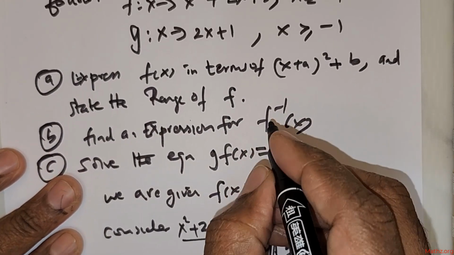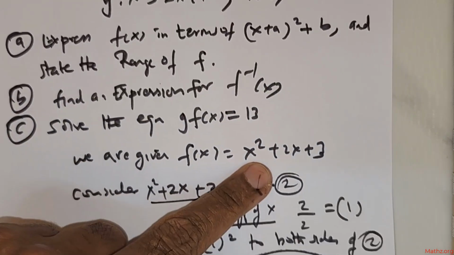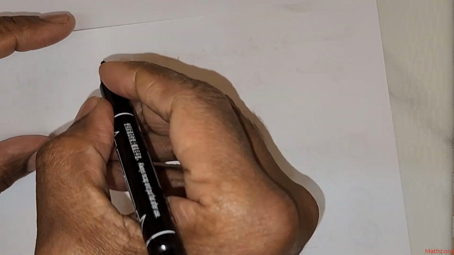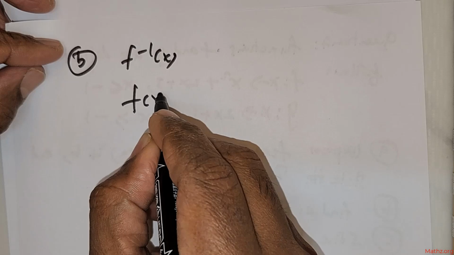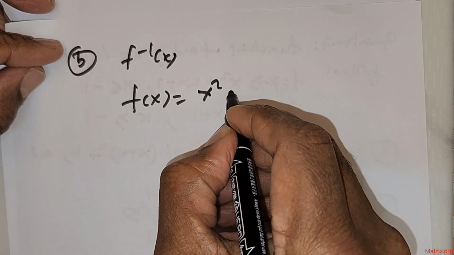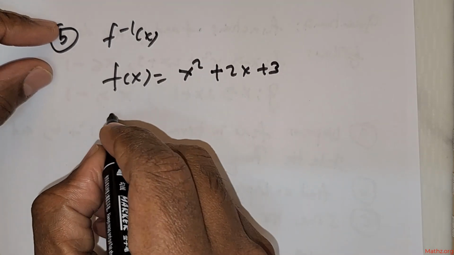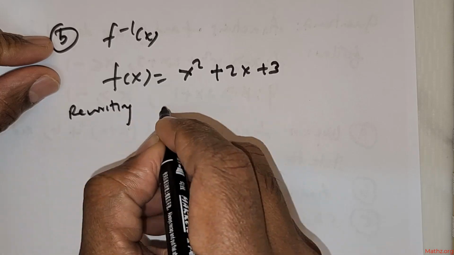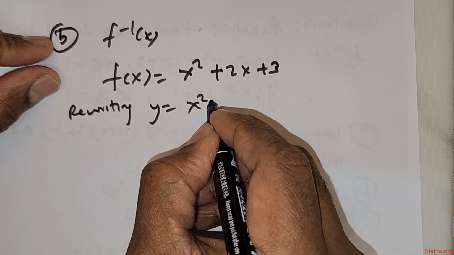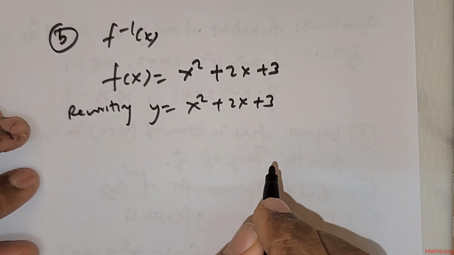Now what is the second part? Find the expression for f inverse of x. So what is f of x? Let me write this down. Okay, this is part B. We need to find f inverse of x. So f of x is equal to x squared plus 2x plus 3. Now I'm going to rewrite this as y equal to x squared plus 2x plus 3. So this is the way I'm rewriting.